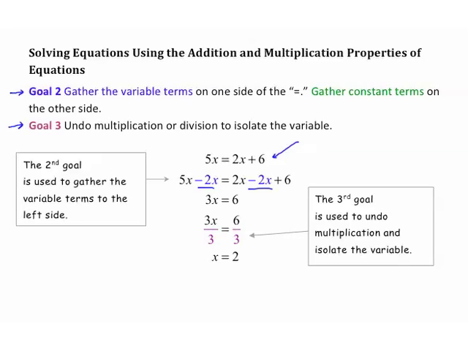Now I've almost got this x isolated. I just need to undo this multiplication, and that's where we use that third goal. So to undo the multiplication of 3, I'm going to divide both sides by 3. And on the left side, that is going to isolate my variable, so I get x all alone. And on the right side, 6 divided by 3 gives me my final solved answer of 2.